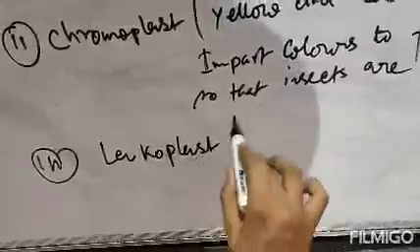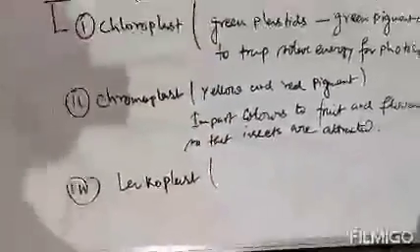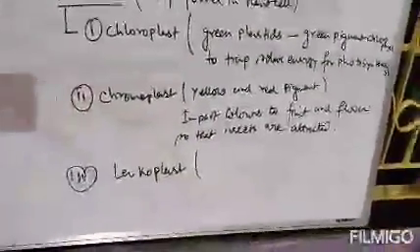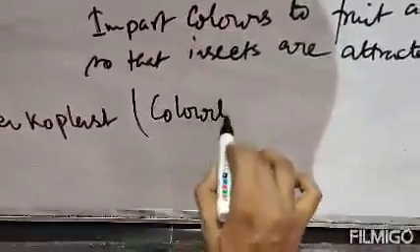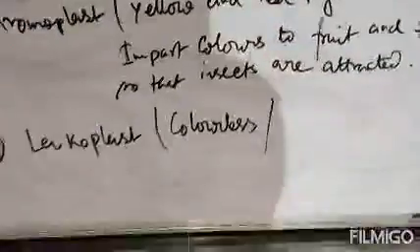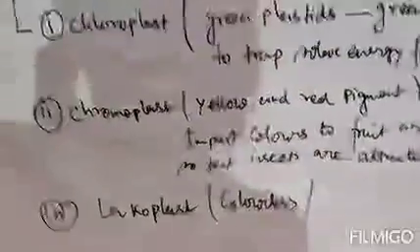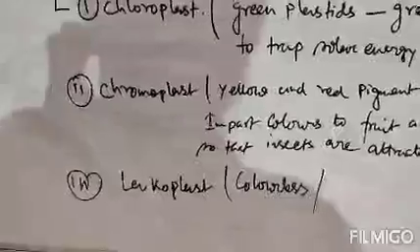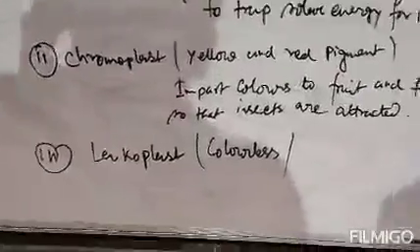Last one is your leucoplast. It is actually colorless. No pigment is present in leucoplast. That's why leucoplast is actually colorless. Its function is to store starch, fat and protein. It will store food items like starch, fat and protein.